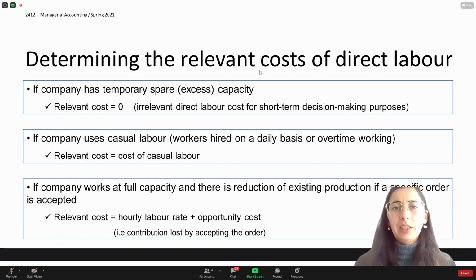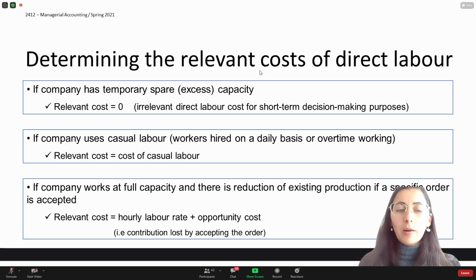So we also have three options. If the company has temporary excess capacity, so we have the employees there doing nothing and we are paying them, if we use these employees to do a special order, the relevant cost is zero because we are already paying the employees. Second option, if the company uses casual labor, it means that the labor is a variable cost. So we hire the employees based on the demand. In this case, the relevant cost is equal to the cost of the labor.